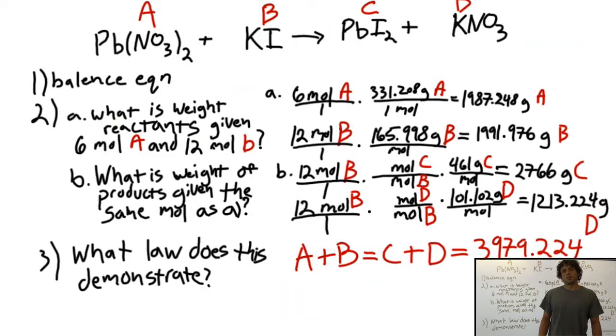Today we are doing a simple unit conversions problem. We are going to go ahead and start off with the chemical reaction listed above. We have lead nitrate plus potassium iodide reacted to produce lead iodide plus potassium nitrate. First off, we're going to start with balancing the equation.